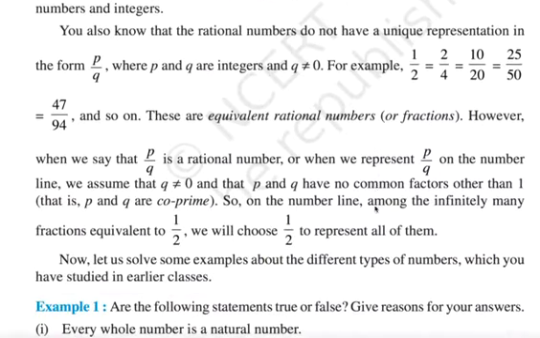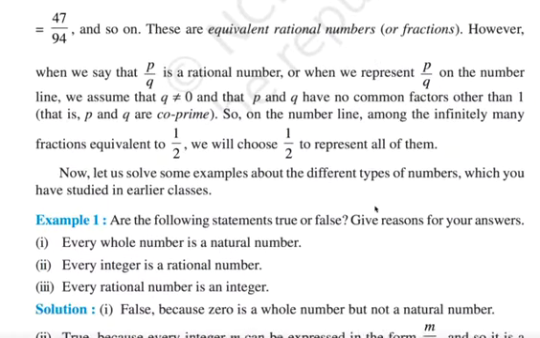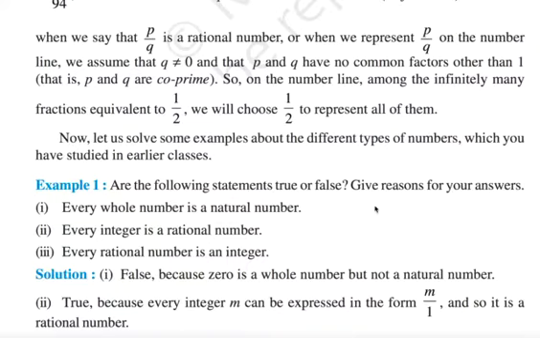However, when we say that p by q is a rational number, then we represent p by q on a number line. We assume that q not equal to 0 and that p and q have no common factors other than 1, that is p and q are co-prime. So on the number line, among the infinitely many fractions equal to 1 by 2, we will choose 1 by 2 to represent all of them. Now let us solve some examples about the different types of numbers which you have studied in earlier classes.